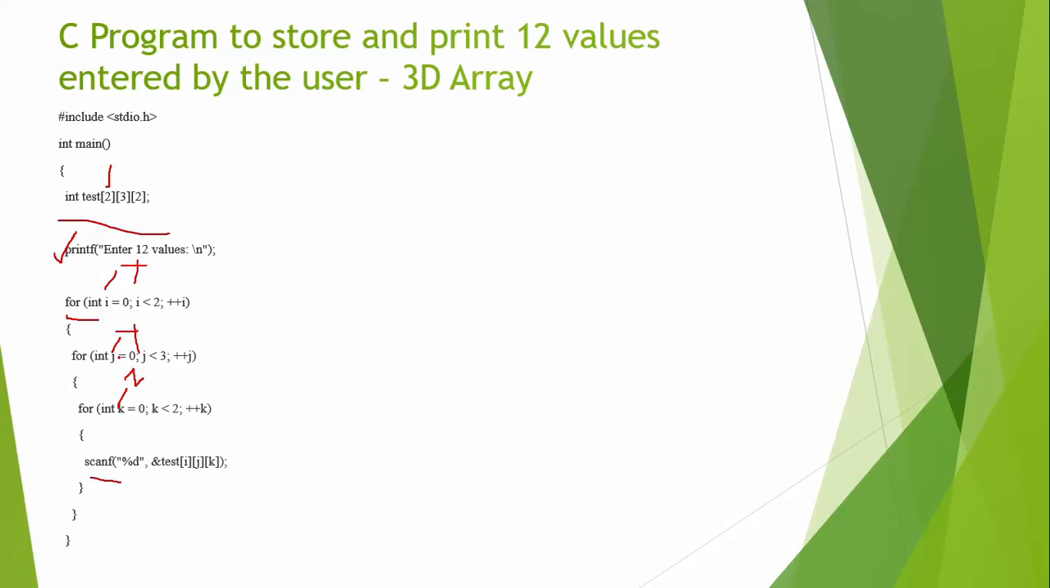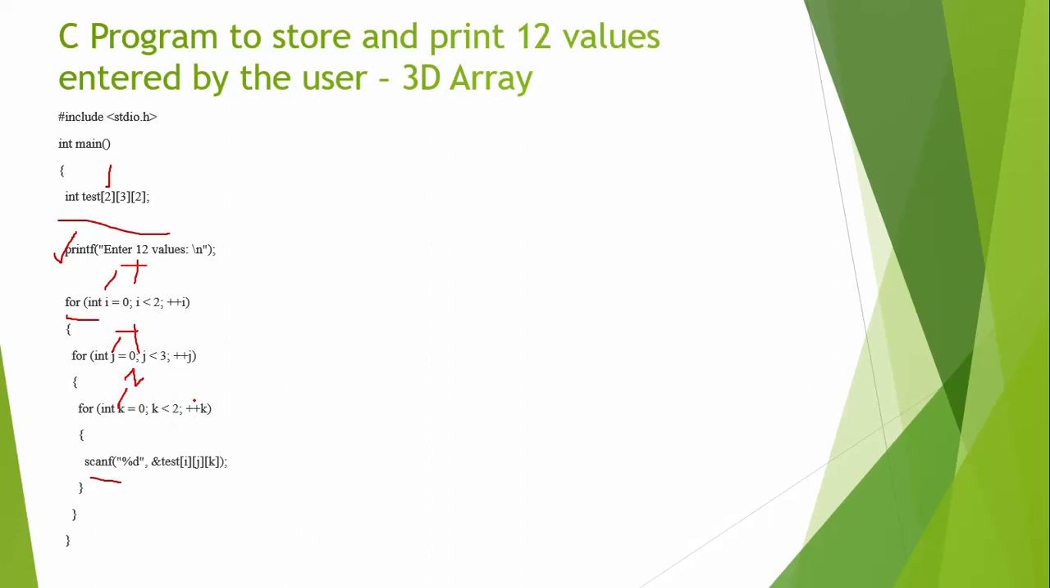So now i equal to 0, j equal to 0. We are incrementing the j value, j will become 1. Again it goes to the k loop. So i equal to 0, j equal to 1, k equal to 0. So again we are going to get the value from the user. Then k will be incremented, then i equal to 0, j equal to 1, k equal to 1.